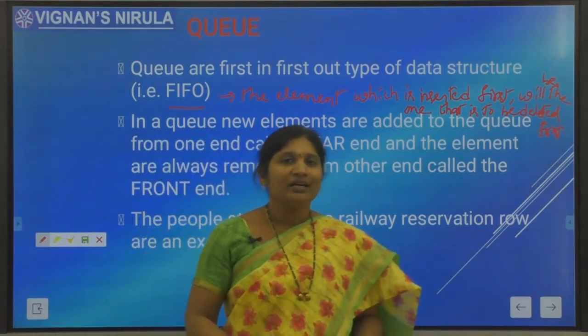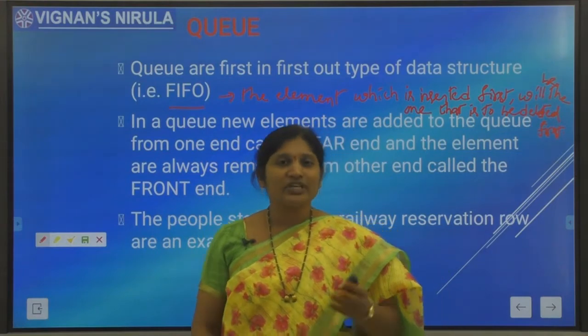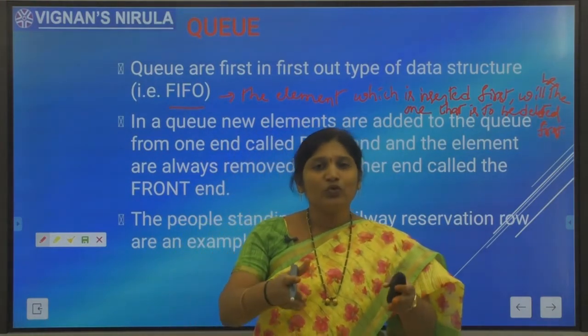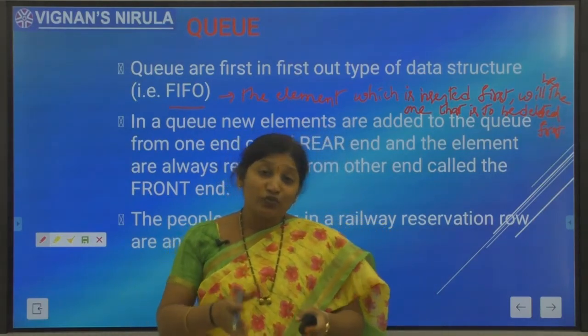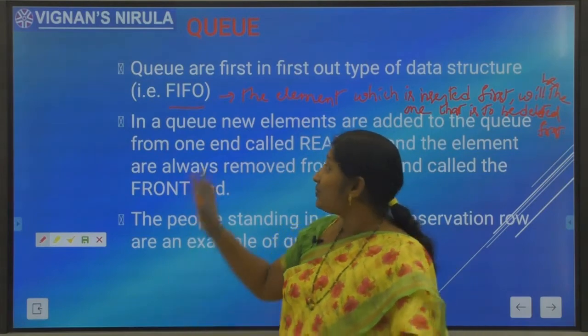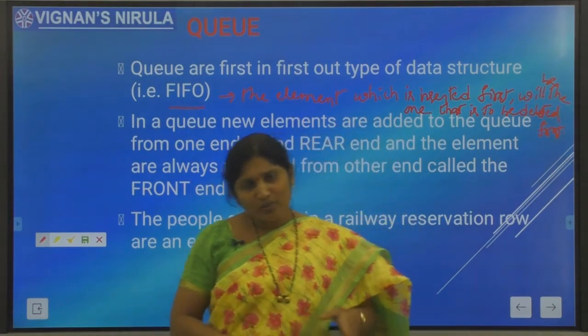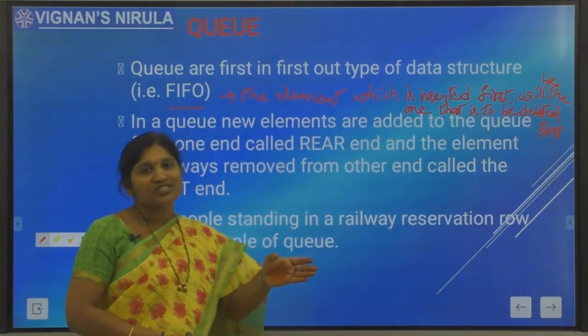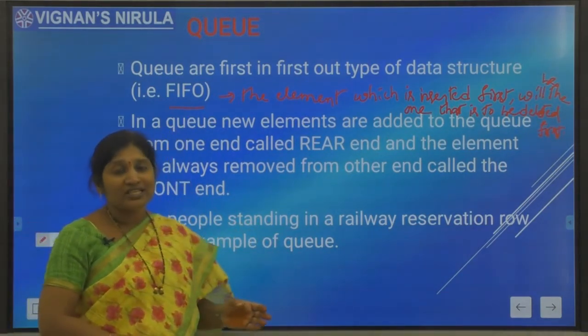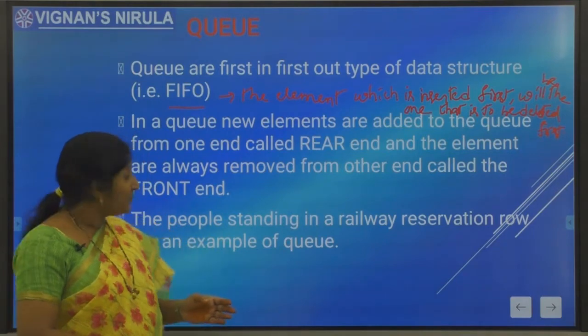If you are reserving tickets at a cinema theater or at a railway booking counter, whoever stood first in the queue will be the person that leaves the queue first. So that is a good example of queues. Normal queues where people or things are queuing are examples of queues here.